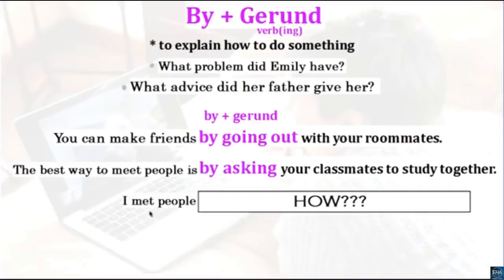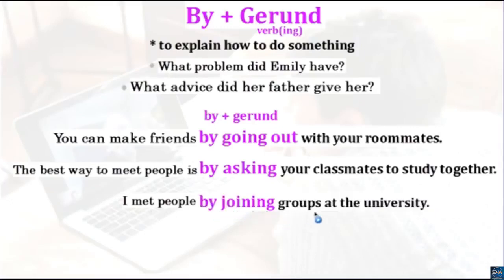Here's the last example that he gave. So he said, I met people, but how? Do you remember how he met people? He said, I met people by joining groups at the university. Again, I'm using by and my gerund, joining, to describe how he met people. I met people by joining groups at the university. So this is the grammar today. Pretty easy, right? So again, using by and a gerund, we explain how to do something. So let's practice.